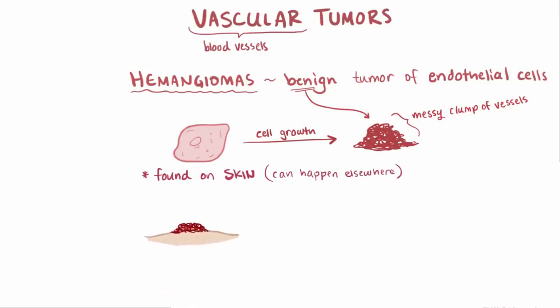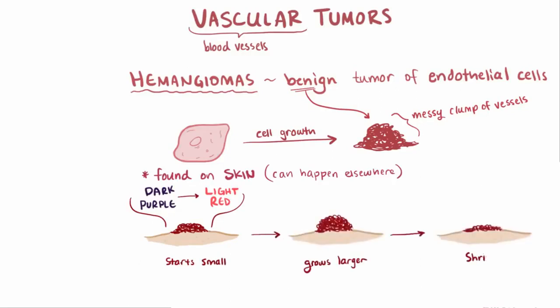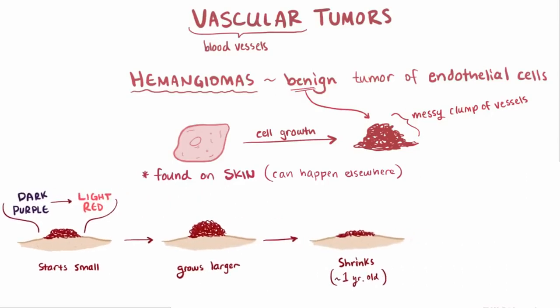These look like birthmarks and can be raised above the skin, rubbery, and range in color from dark purple to bright red. This tumor is sometimes seen in newborns, but will usually disappear as they get older. In fact, they sometimes start out small, then grow larger, before finally shrinking by the first year of life. About half of them disappear completely before age 5, and the rest usually disappear before the teenage years.